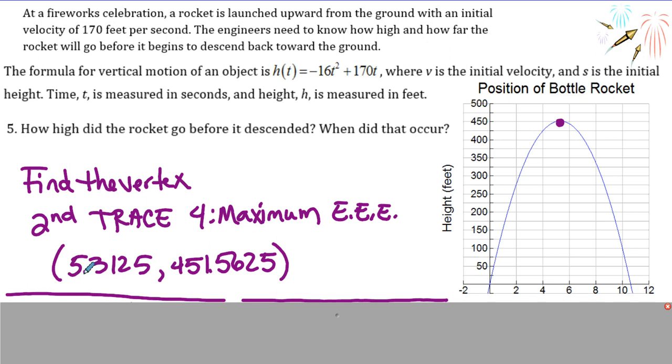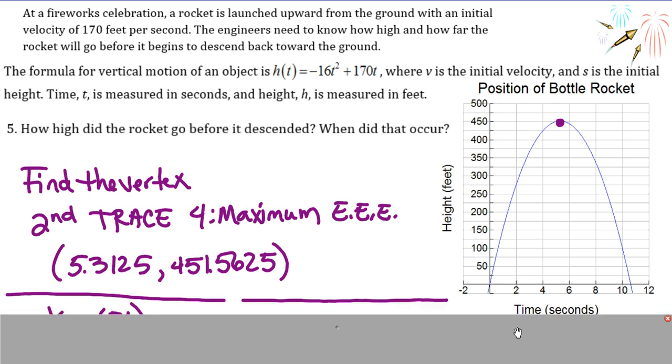So here we've got 5.3125, a nice terminating decimal, and 451.5625. We're talking about the height, again, that's the output, so it went 451.5625 feet above the ground after 5.3125 seconds from being launched. Desmos folks, you can click on your maximum, and again, it will tell you those coordinates.